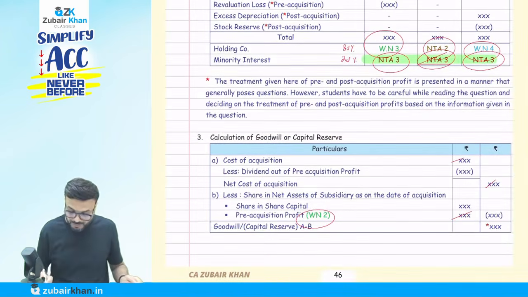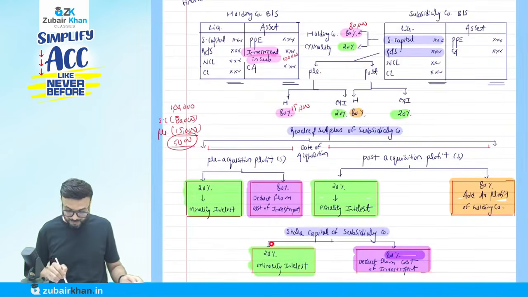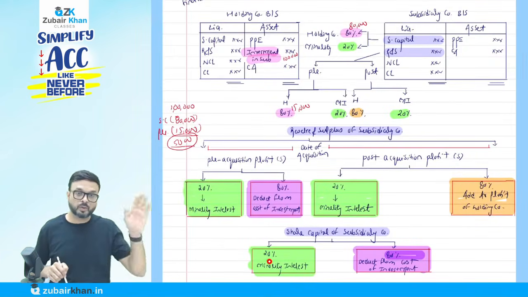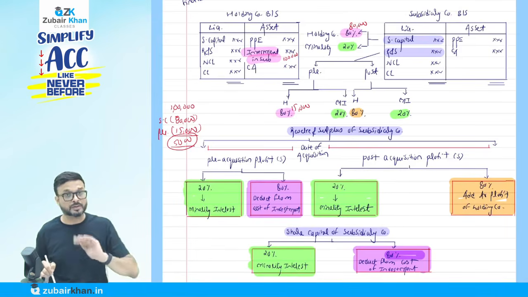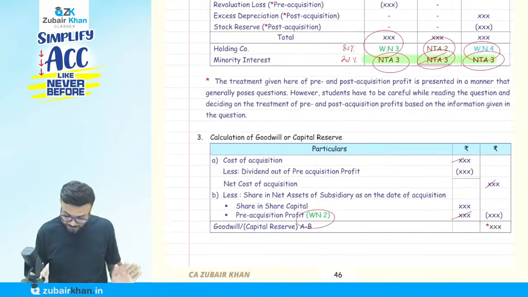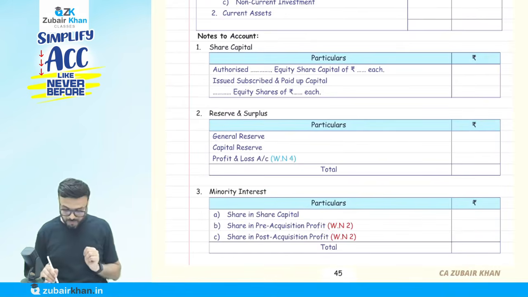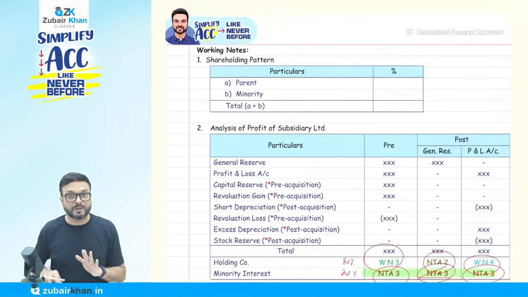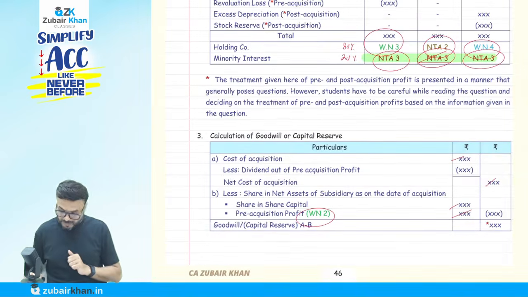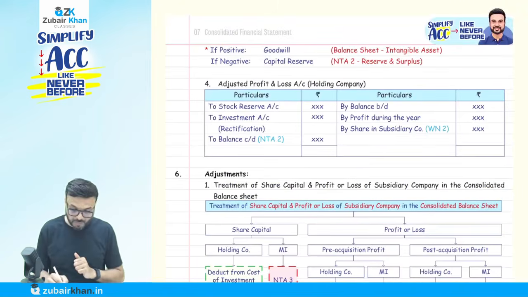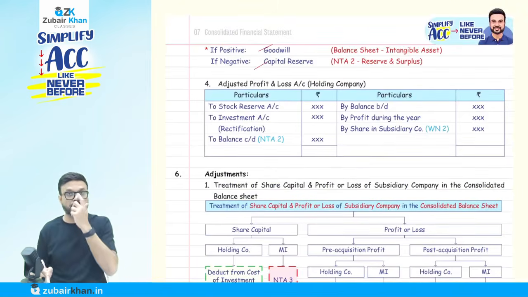The capital also, I told you, whatever belongs to minority will go to minority. Whatever belongs to the holding company will be deducted from the cost of investment. So whatever belongs to minority goes in minority here. If this figure comes out positive, we call it goodwill. If it is negative, we call it capital reserve.